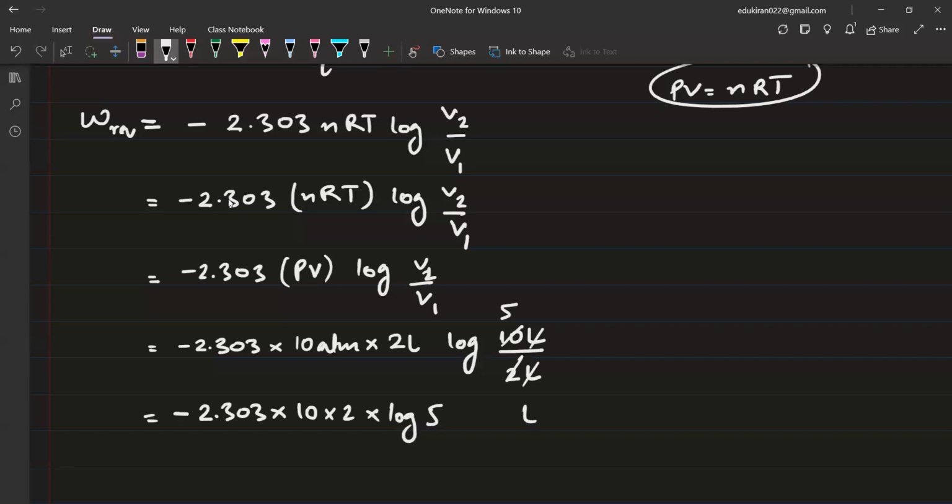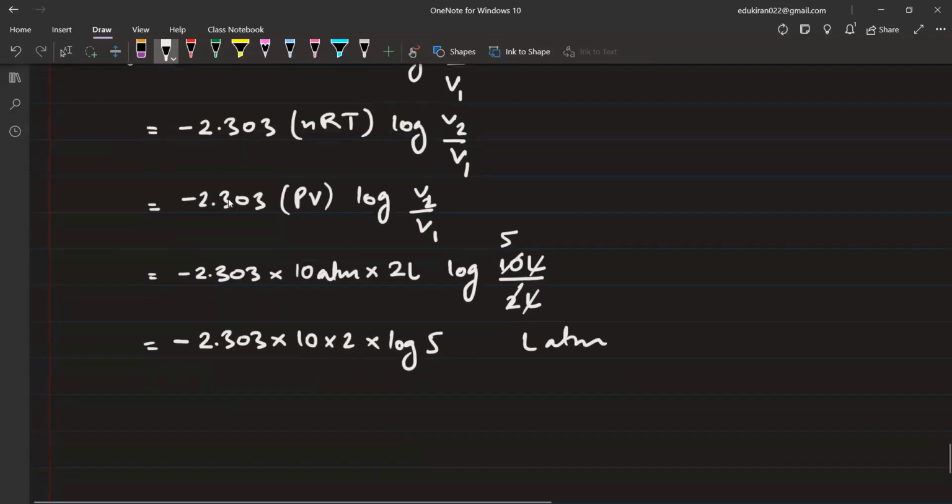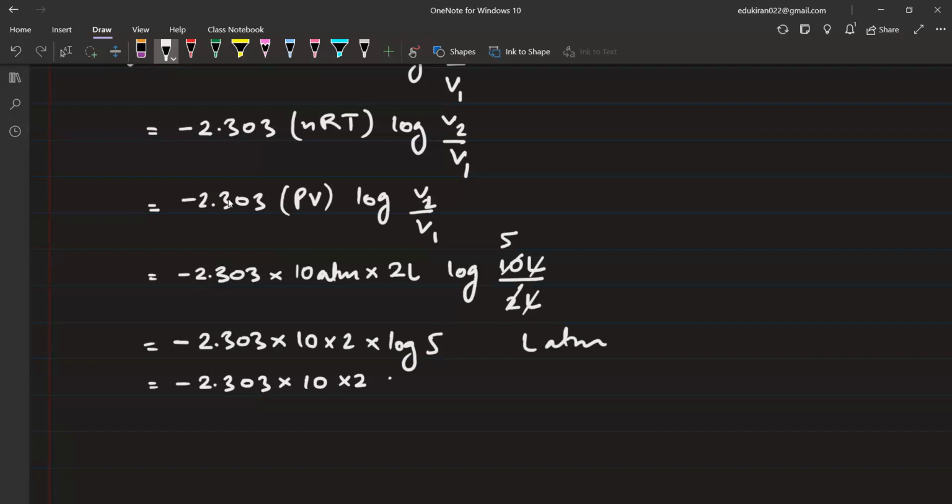Whatever this value will be, it will be in liter atm. So instead of liter atm, I will multiply by 100. So minus 2.303 multiplied by 10 multiplied by 2 into log 5, it is equal to, anyone remembers the value? 0.7. Multiplied by, instead of liter atm, it will be 100 joules. Now calculate this. So 7 into 2 is 14, it becomes 1400. Look, it will be 1400, right?